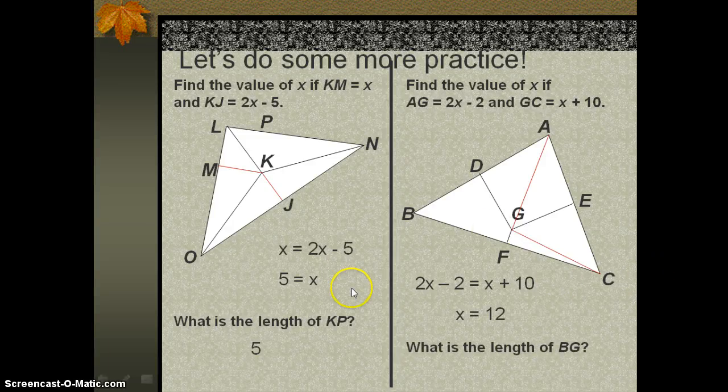What is the length of BG? So BG is the last line that's going from the point of concurrency to angle B, so it's going to be the same as the other two. So let's find the measure of the other two. If I plug in x, I would get 22 for GC. If I plug in x here, I'd also get 22 for AG. 24 minus 2 is 22. So that means that BG is going to be 22.